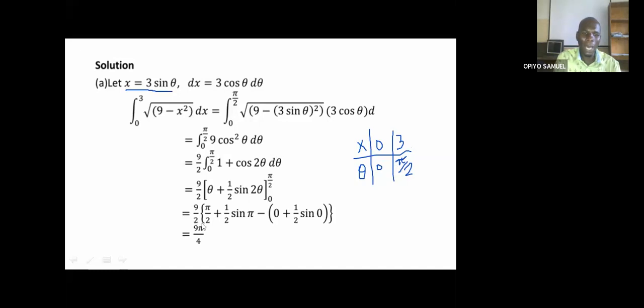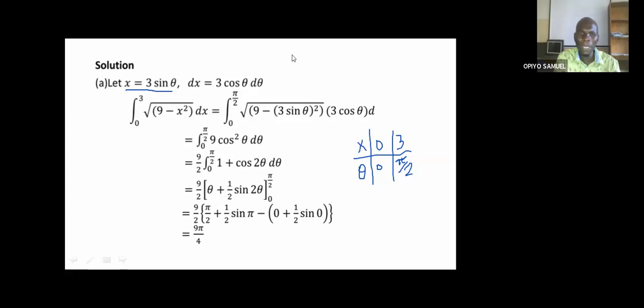Then we come and now do the integration. We get this. Then when we substitute for the angles and simplify, this integral gives us 9 pi over 4. I think this simplification is now okay. It's just a matter of substituting, starting with the upper limit and then minus the substitution for the lower limit. So that is for part A. Let me move quickly to part B and we wind up.